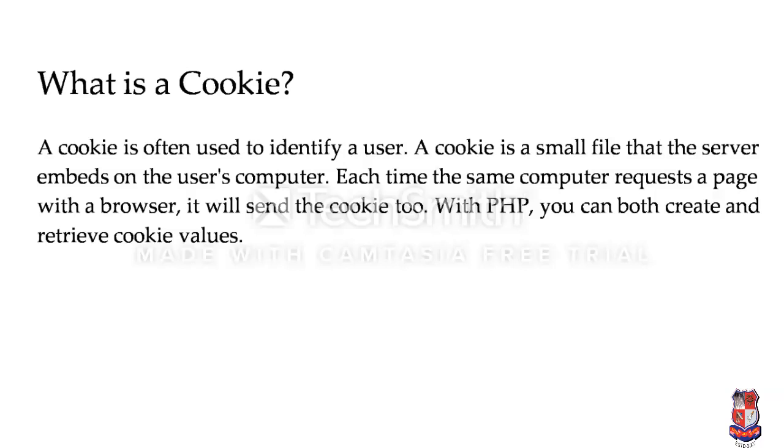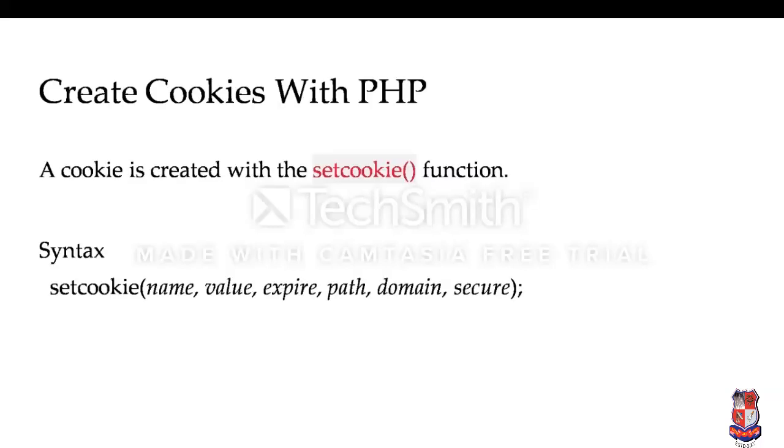Cookies are messages given by the web server to the web browser, and the web browser stores that message in the form of cookies. In PHP, to create a cookie, you have to use the setcookie function. There are 6 parameters in the setcookie function: name, value, expire, path, domain and security. The last 4 parameters, expire, path, domain and security, are optional, and the first two, name and value, are mandatory.